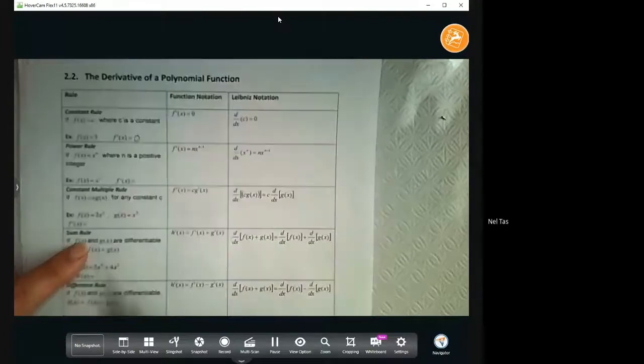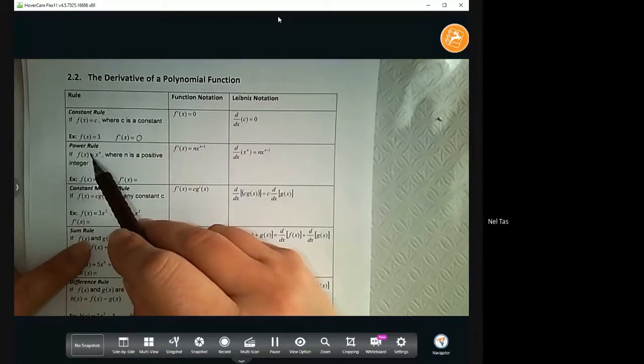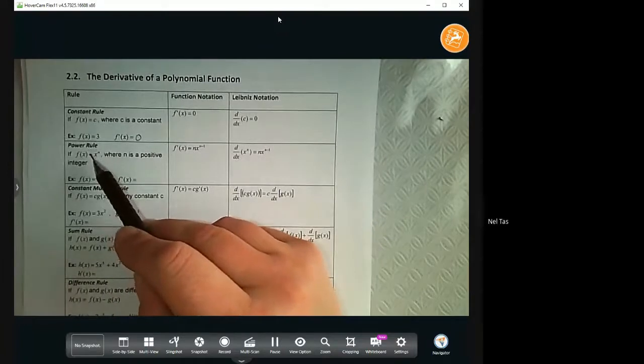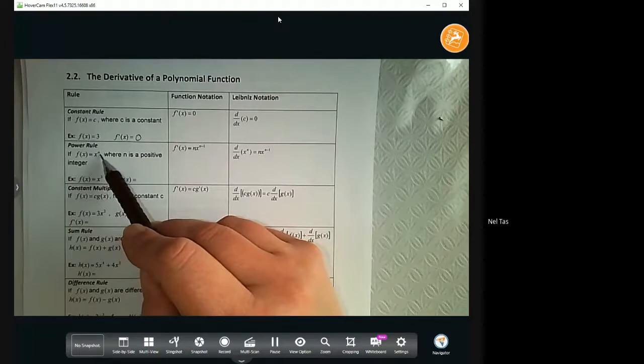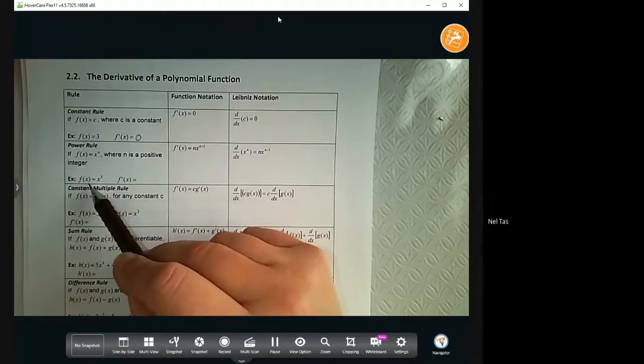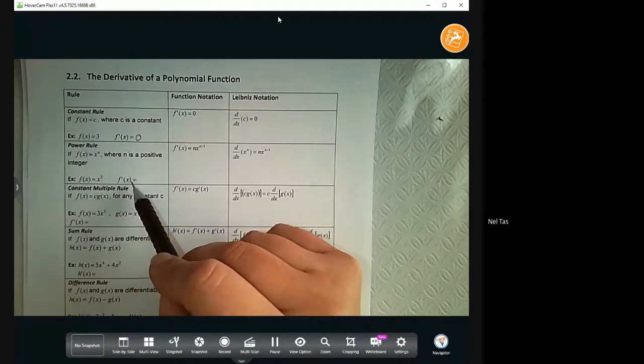So next one is, these are the shortcuts, right? Without doing the limit, how can we take the derivative of a polynomial function? So we're going to follow these shortcuts now, okay? So power rule, if you have f of x equals x to the power of n, where n is a positive integer. If you have f of x equals, let's say, x cubed, how would we take the derivative of it, okay? So this is how the rule goes.